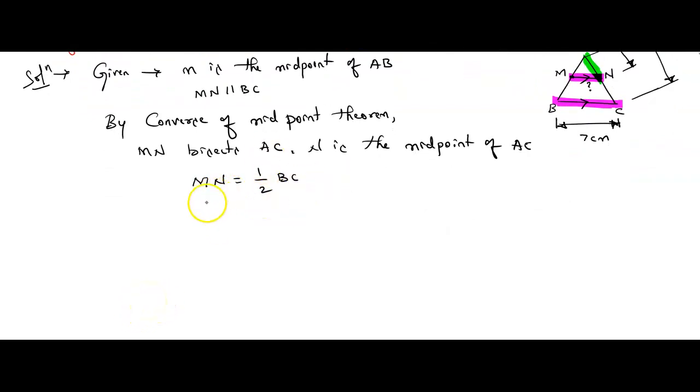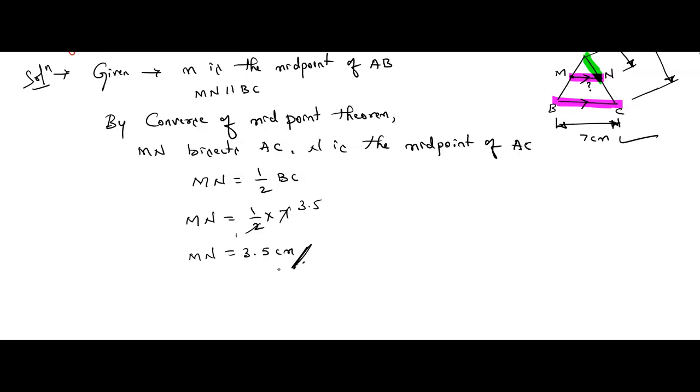Good. Now children, what we have to find? MN only, no? So we can write directly MN is equal to half of BC. What is BC? In the question he has already given, no? BC is 7 centimeters. Can you see here? BC is 7, right? Good. Then MN is equal to half of 7: 2 ones are 2, 3 sixes, remainder 1, 10, 0.25s. So MN is equal to 3.5 centimeters.